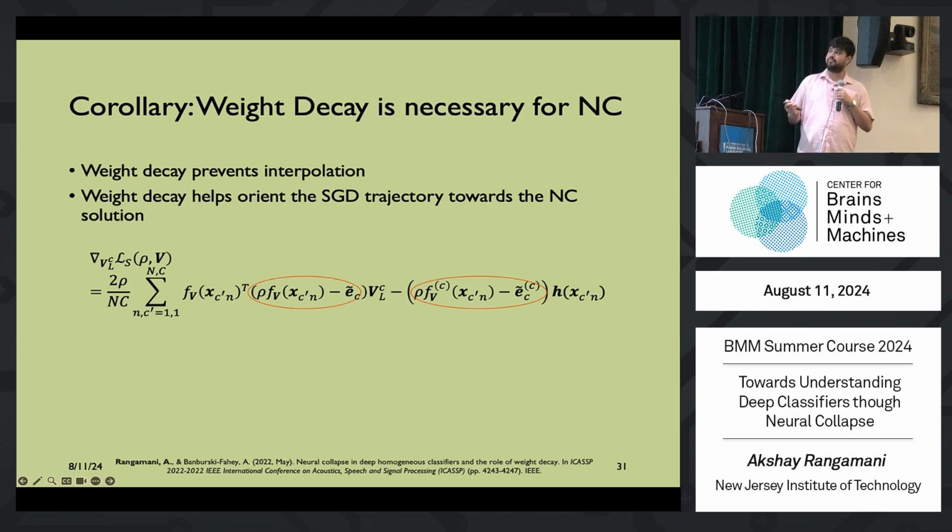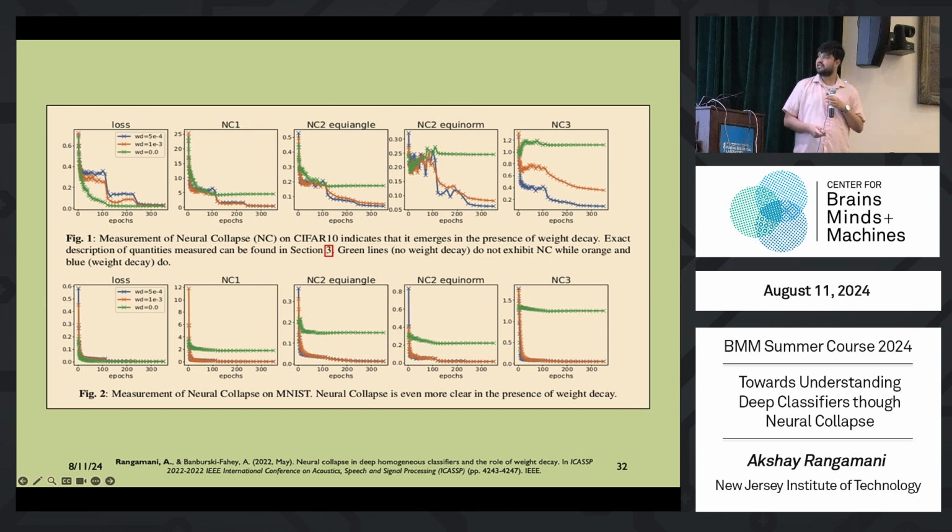weight decay prevents the interpolation and helps orient SGD along this. So if you didn't have weight decay, then these would go down to 0, and then you couldn't say anything about the trajectory. I think even without weight decay, you might. I'm not ruling out that neural collapse will not happen, but with weight decay, you're guaranteeing that the trajectory that SGD takes is along this solution.